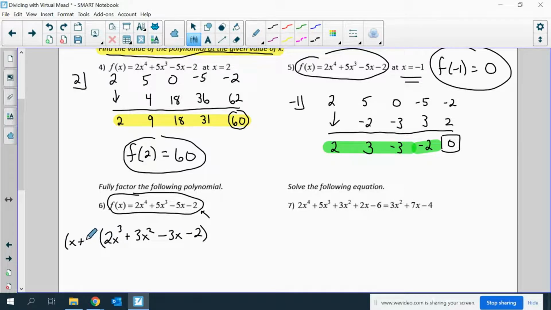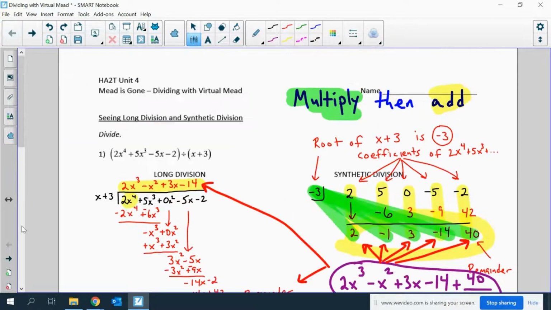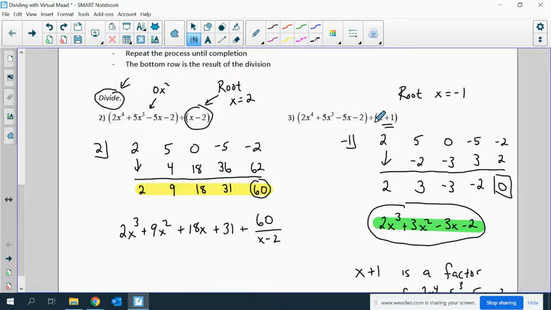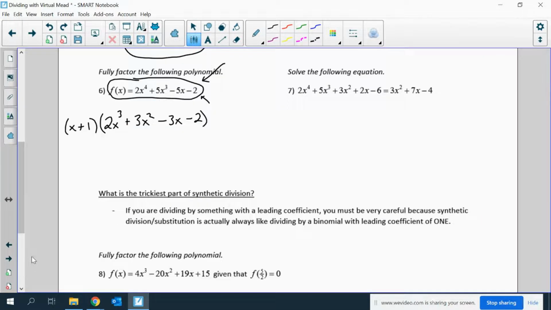Well, what would happen if I multiplied that by x plus 1? Well, I'd get back what I started, right? Because that's just a property of multiplication and division. If I take this and divide by x plus 1, and I get what I highlighted in green, then if I take what I highlighted in green and multiply by x plus 1, I get back what I started. So if this is a factor, I can then write it like this. So now I can use this to factor this polynomial.